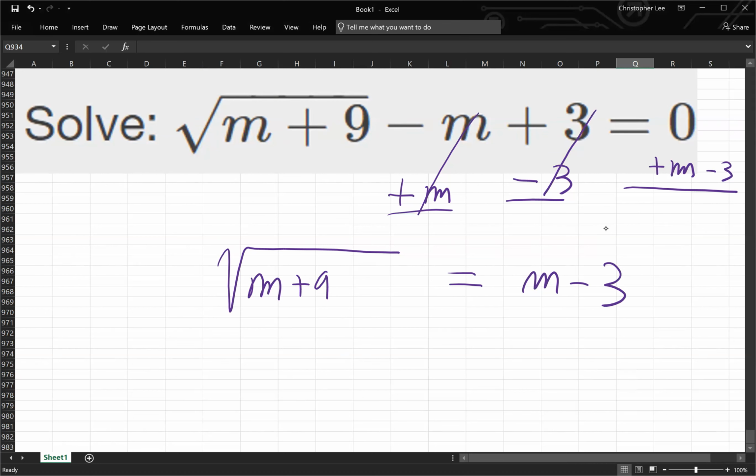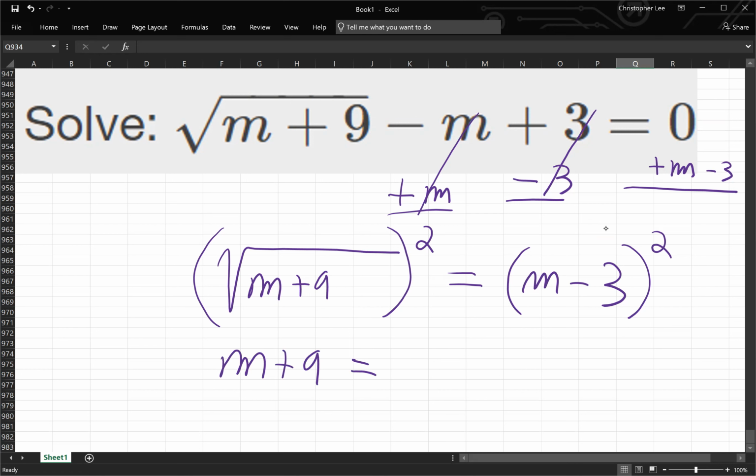So what do I do after that? Square, right? Because I want to get rid of my radical. But what I do to one side of the equation, I have to do to the other side of the equation, right? So now I have m plus 9 is equal to, what's this? M squared minus 6m, right? How's it 7? And then plus 9. Because remember, 3m, 6.